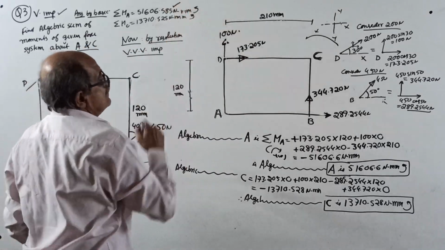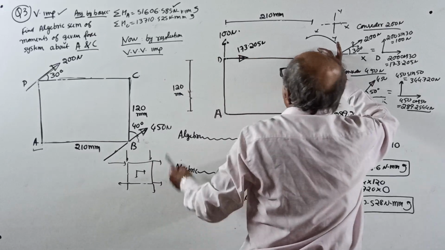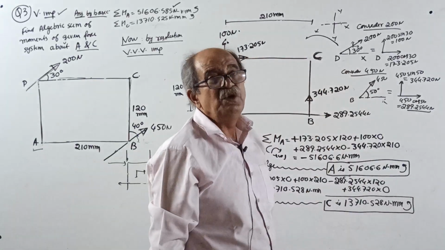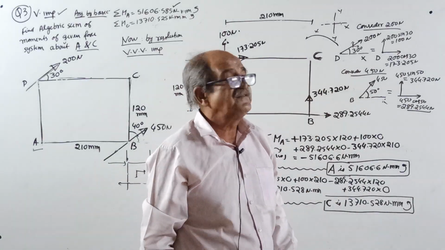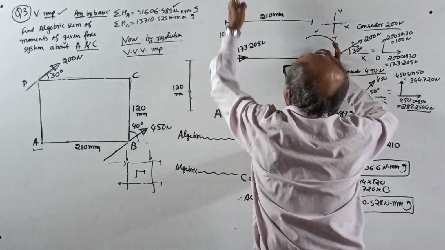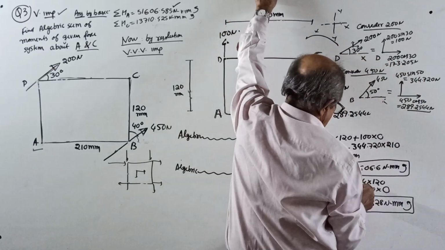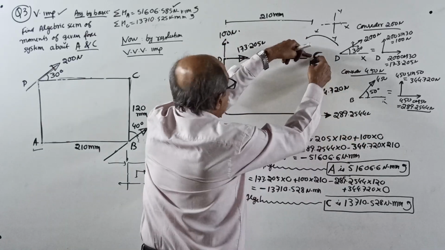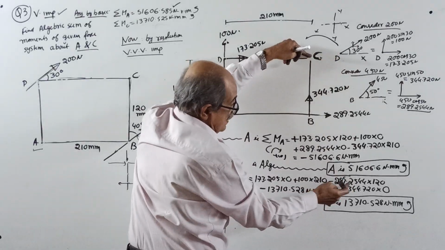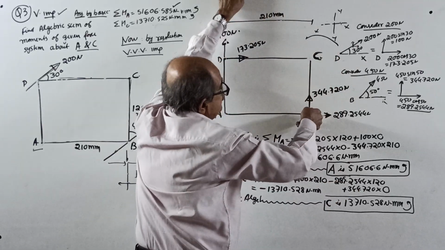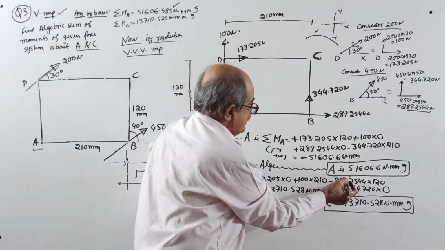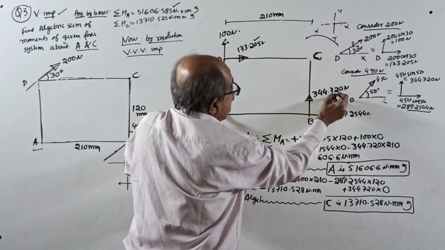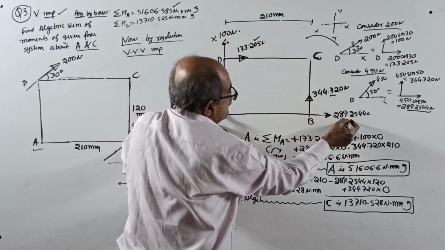See, yes, same. Moment about C. 173.205 into 0. I am telling you a little fast because tomorrow I will explain very, very slowly. It will be a very long class. Okay, 0. Then 100 into 210 clockwise. I wrote. Then 289.254 into 120 anti-clockwise. Yes. Then 344.720 into 0. Remember, when you take moment about A, this force is there, this force is there, this into 0, this into 0.